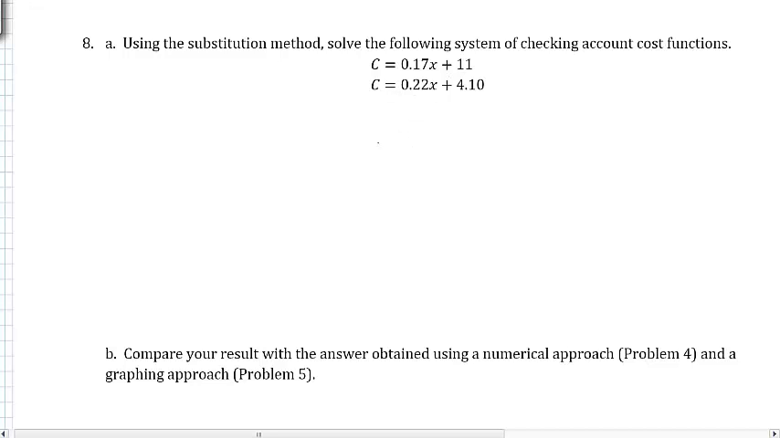Now we're going to use the substitution method to solve this, and both of these are solved for C already, so we're going to do exactly what we did before. We're going to take 0.17x plus 11, and put that where this C is right now. So we'll have 0.17x plus 11 equals 0.22x plus 4.10. I'm going to gather up the x's on the left and the plain old numbers on the right, so I'm going to subtract 0.22x.